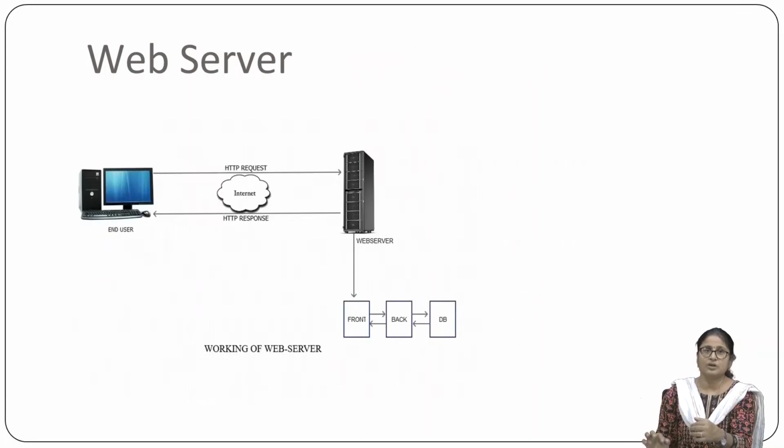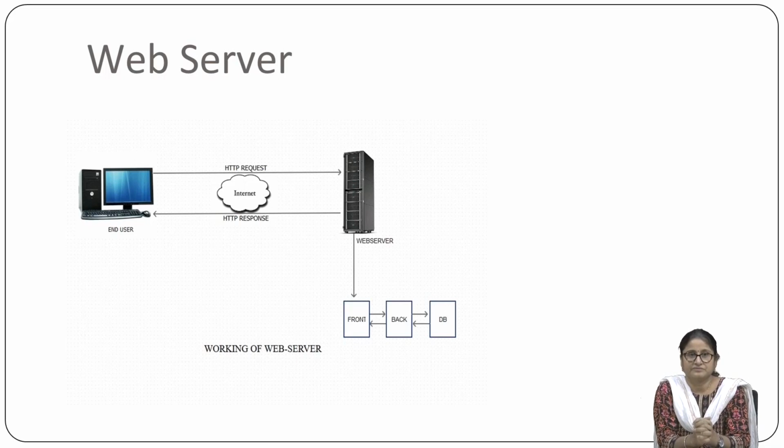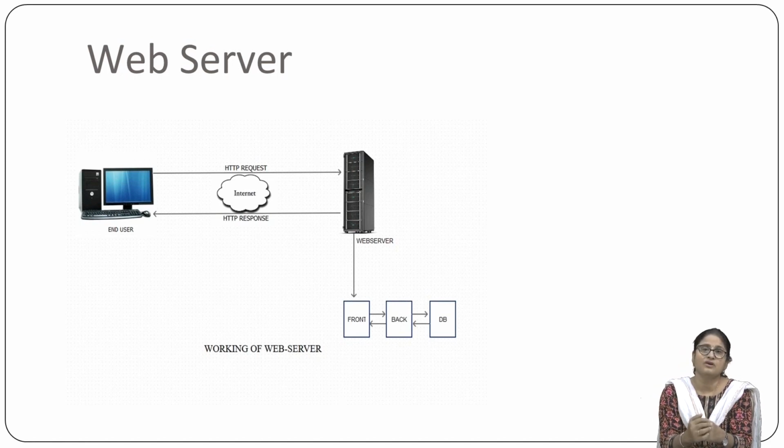Now, the next topic is all about the web server. What is a web server? A web server is generally a highly configured computer system which stores, processes and delivers web pages to the website. The most common web server is the Apache server, and this server is free and open source software because it contains the maximum number of websites. Another available web server is IIS, that is Internet Information Services, which is owned by the Microsoft company.